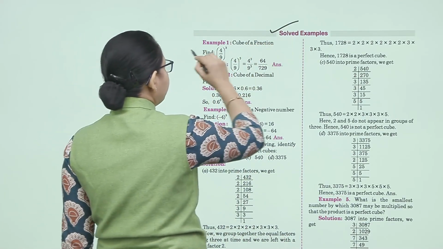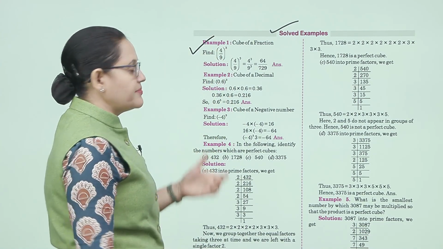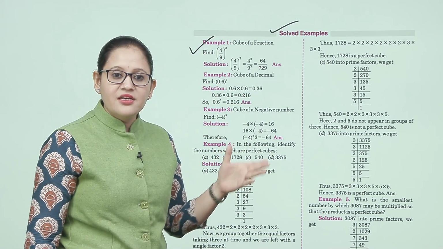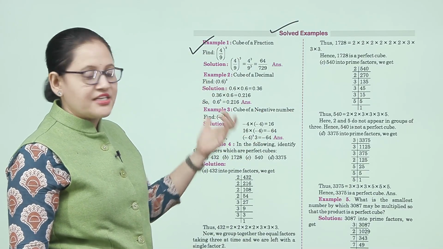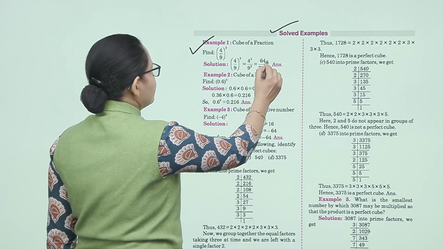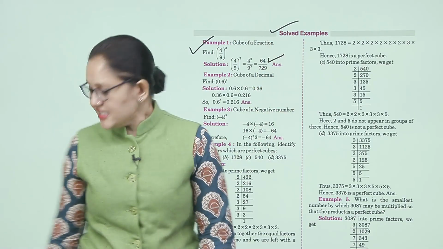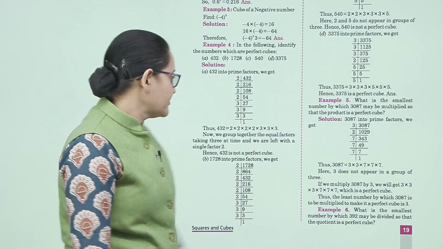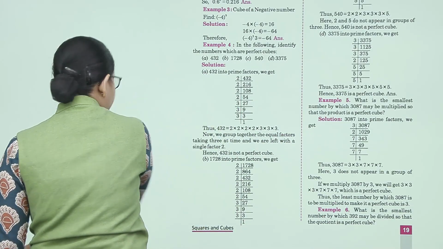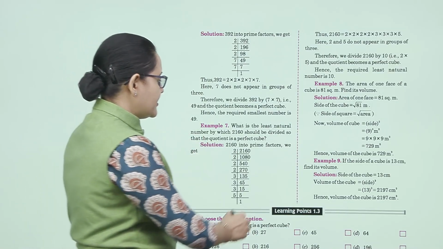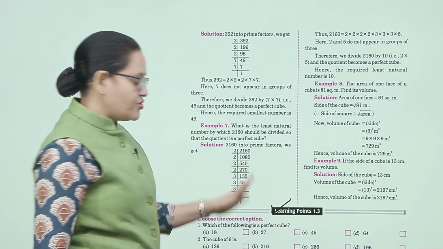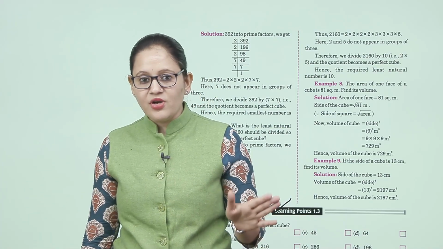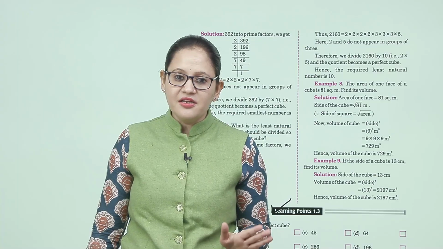Now, some solved examples. Cube of a fraction. Suppose we have to find the cube of 4 by 9. So we'll find the cube of 4, that is 64, and the cube of 9, that is 729. So this is the answer. Practice all these examples given here. You have to practice all the examples. Next is learning point 1.3. So all these questions are for your practice. You have to practice all the questions given here.